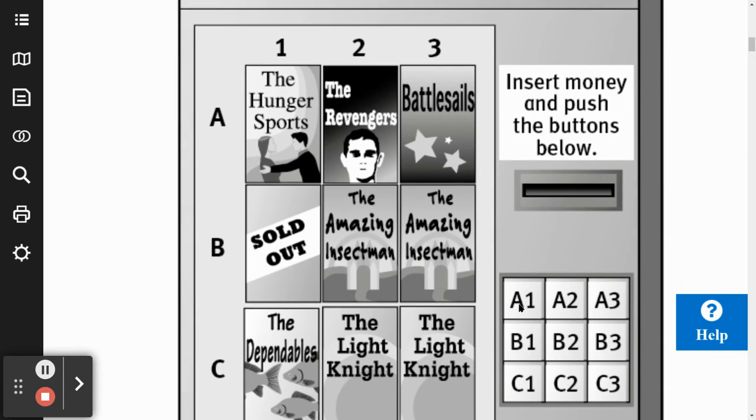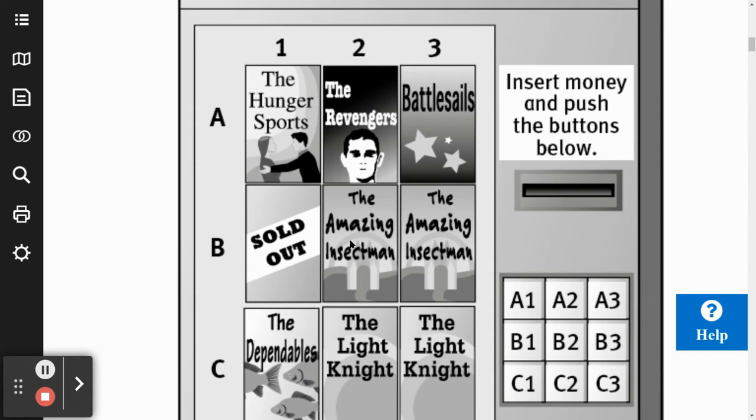If I push A1, I get Hunger Sports. Do I get anything else? If I push A2, what do I get? Revengers. Do I get anything else? If I push A3, do I get anything else? If I push B1, what happens? Nothing. Do I get anything else? No. I don't get that it's sold out and the Revengers pop out.